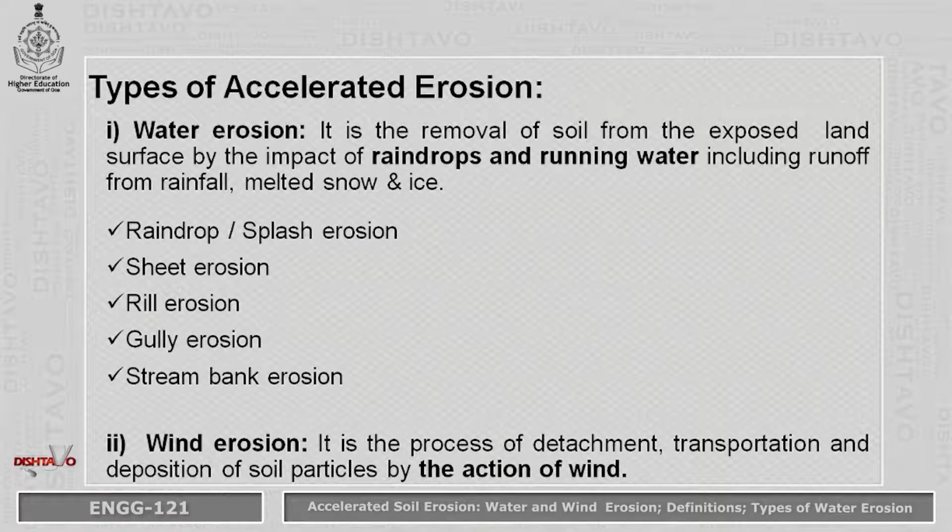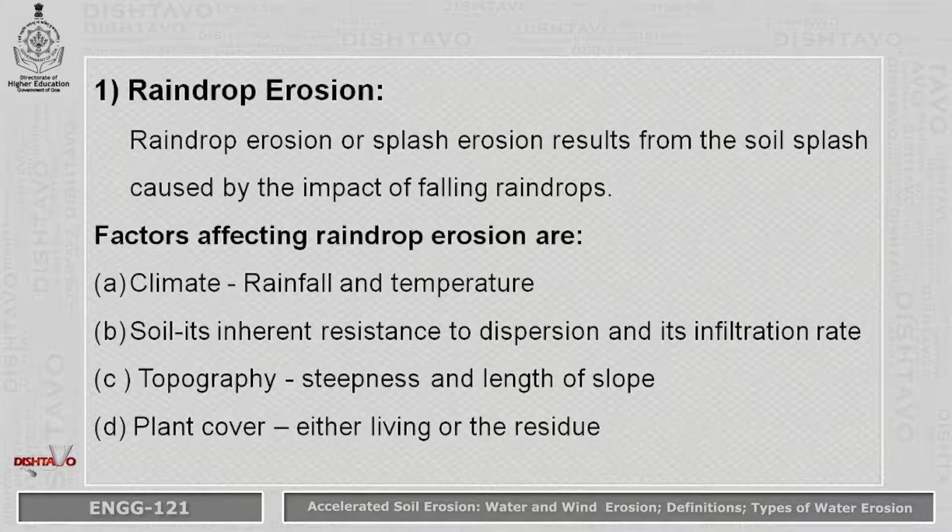And the second type of accelerated erosion is the wind erosion, meaning the detachment, transportation and deposition of the soil particles caused due to the action of wind only. The first type of water erosion is the raindrop erosion. This erosion is caused due to the splashing of the soil caused by the impact of the falling raindrops.